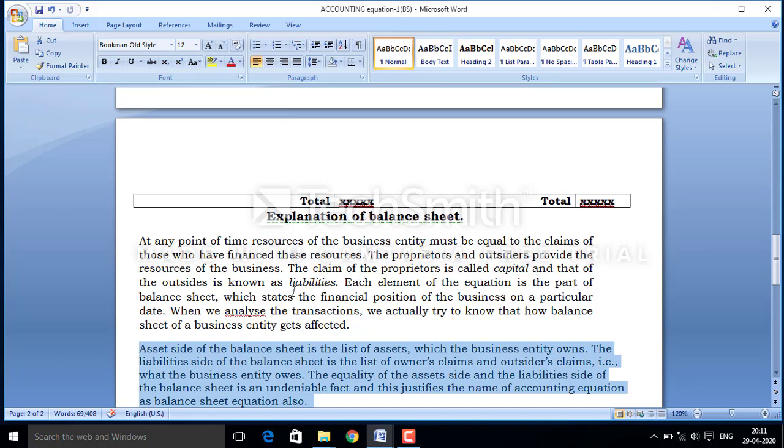So dear students, now we have to keep in mind while making the accounting equation that all the transactions must be recorded properly and all the effects of the transaction must be shown on the proper side so that there should not be any kind of difference.